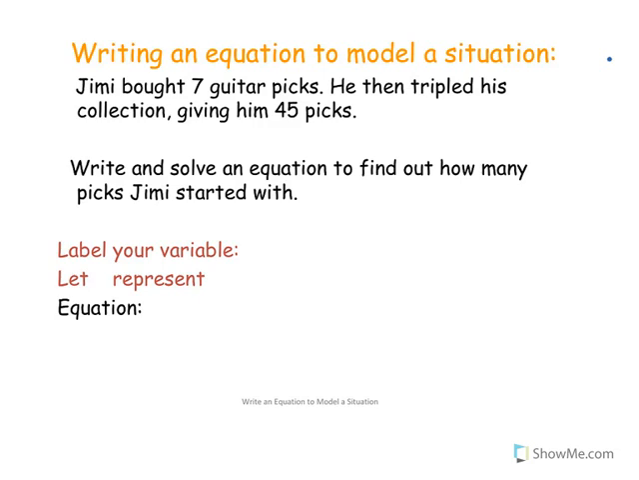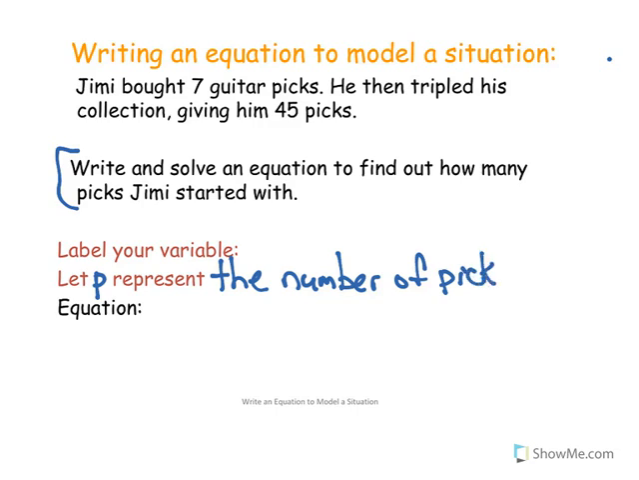And then we're going to say, he then tripled his collection. I'm not really sure. And then it says, write and solve an equation to find out how many he started with. Okay, so I'm going to say let P, I could use any variable I want, of course, but I want to do something different. Let P represent the number of picks Jimmy started with.